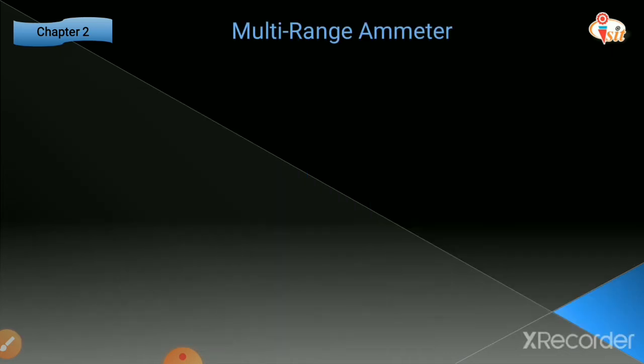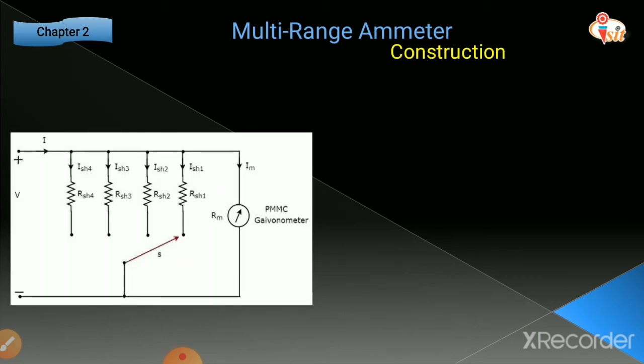Now after the DC ammeter, the next part is the multi-range ammeter. Now I am going to show you the multi-range ammeter construction. Why does it get the name multi-range ammeter? Because here a number of shunts are there. Here shunts are more than one. That's why it is called multi-range.